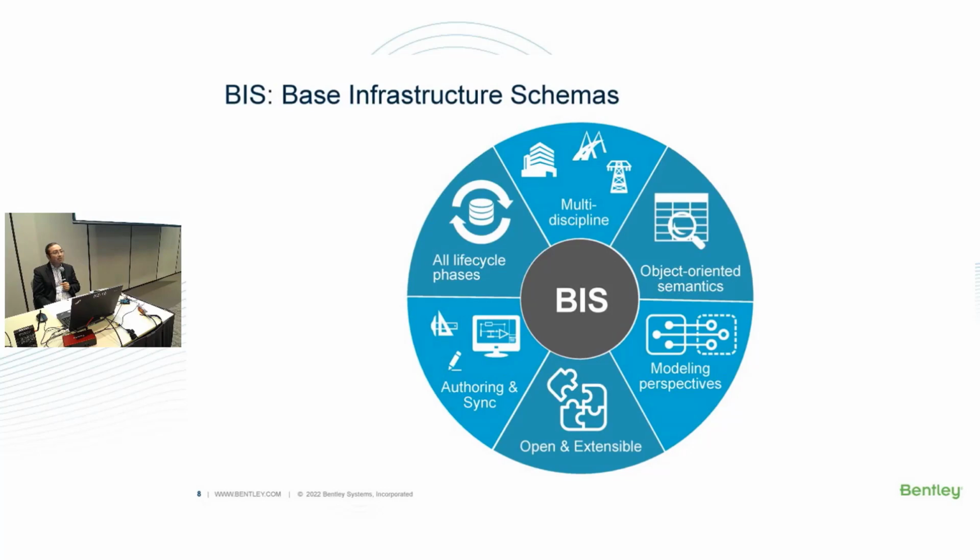The semantics that it captures are captured in an object-oriented fashion. It's what we mentioned earlier throughout these presentations: inheritance, relationships, property sets that we call aspects. We support polymorphism. We have a concept of mixins, similar to interfaces in some languages. And lastly, the term that I used a few slides ago, modeling perspectives. BIS supports multiple modeling perspectives captured in the same iModel.